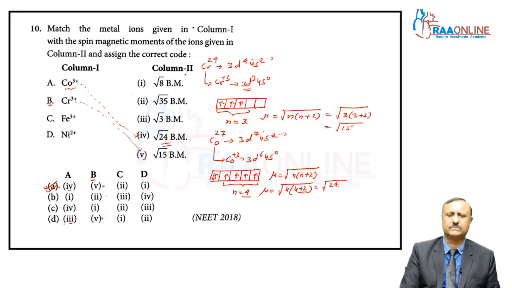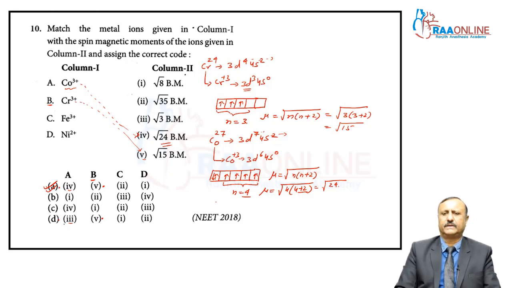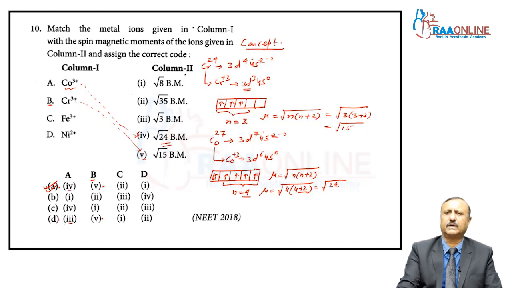Question number 10, my dear students, the answer is A. This question also came in NEET 2018, and you can solve it in this way. This is the concept of the question. First write the electronic configuration, then find the number of unpaired electrons, and then put it in the formula of magnetic moment. Here n is the number of unpaired electrons, and this is the formula.